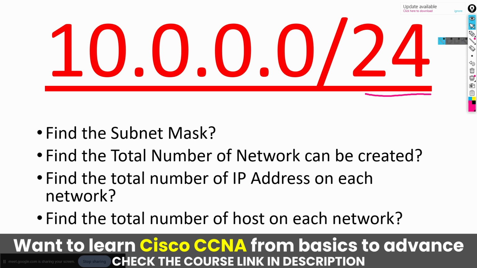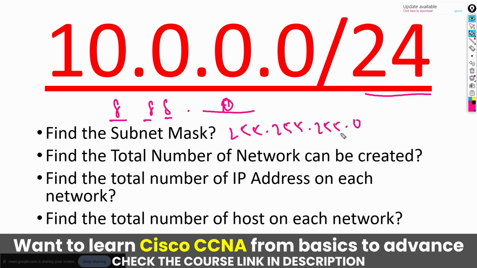255.255.255.0. Very good, it is right. Here we have /24, meaning 24 bits are reserved for the network, 8, 8, 8, so it becomes 255.255.255. The last 8 bits are host, so it becomes 0. Simple. So the subnet mask is 255.255.255.0. Nice.